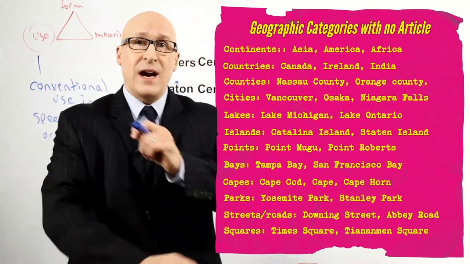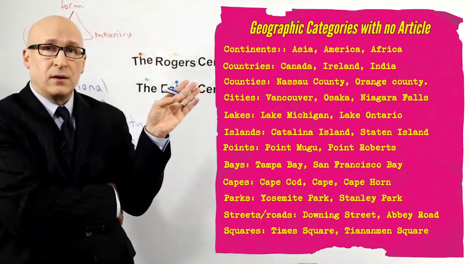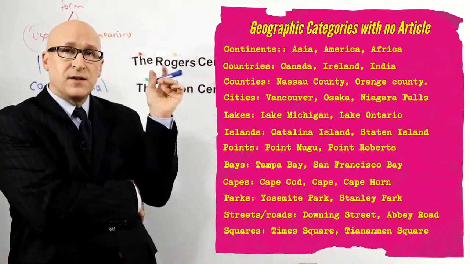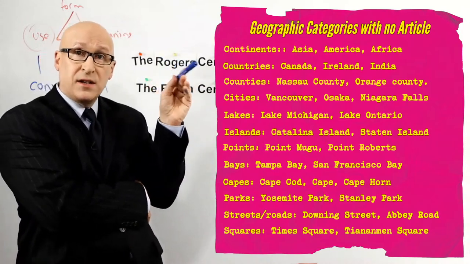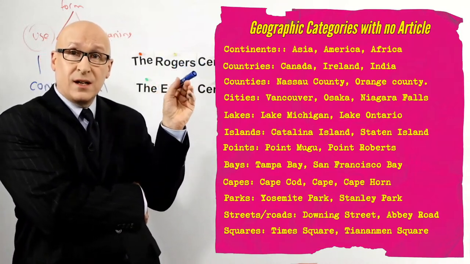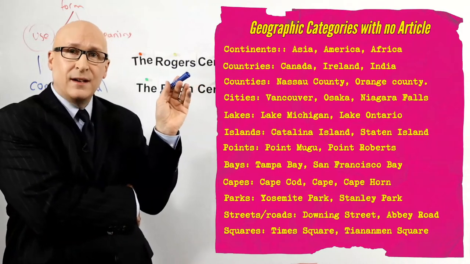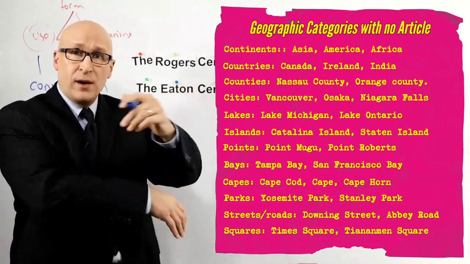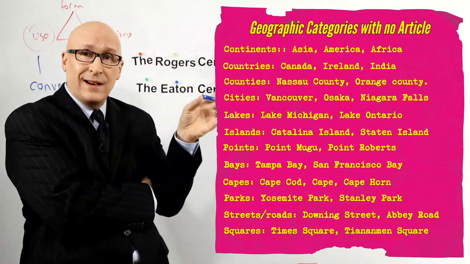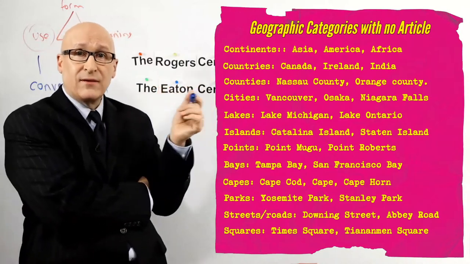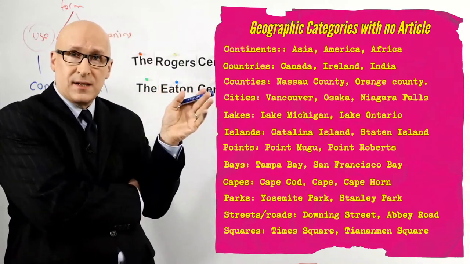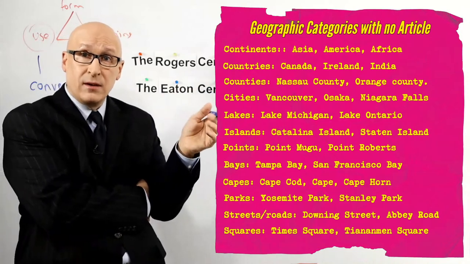Let's look at geographic categories with no article. Okay, so again, this is more detail. Continents: Asia, America, Africa. Countries: Canada, Ireland, India. Counties, like a small area with several towns: Nassau County. Cities, again, like Vancouver and Osaka. Lakes, like Lake Michigan, Lake Ontario.